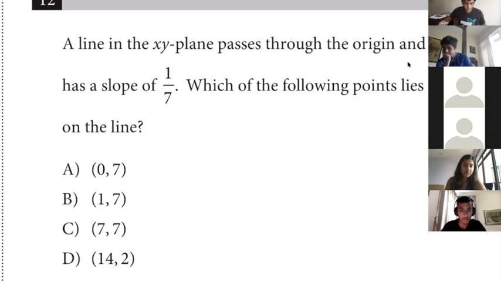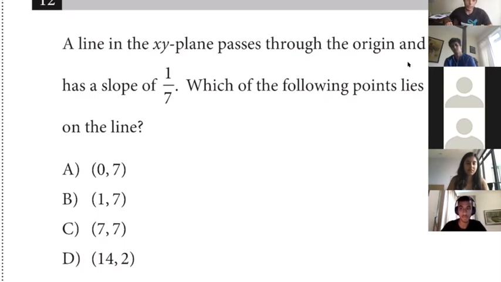So the question says that a line in the xy plane passes through the origin and has a slope of 1/7. Okay. So it says, which of the following points lie on the line? So what I did is kind of like a trial and error thing. So I substituted. One second, let me pause you. Let's do the reading part.